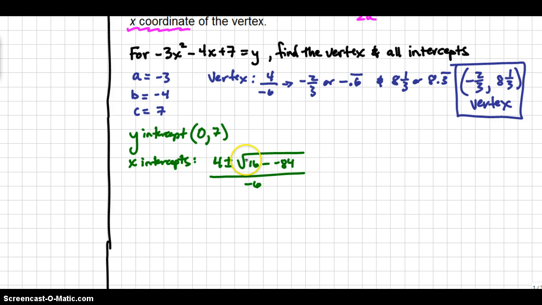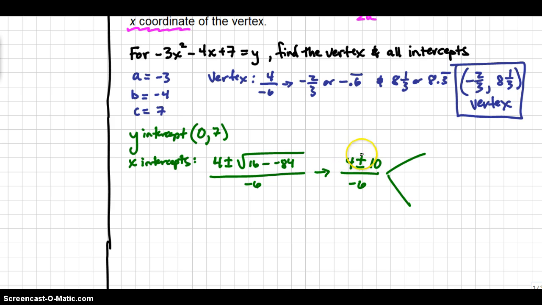For my next calculation, I'm going to work underneath the radical. And when I add the opposite here, I'm going to get 100. Square root of 100 is 10. So my next calculation is 4 plus and minus 10 over negative 6. Be careful here when you do your division, make sure that you're doing the plus and the minus first and then dividing last. So I'm going to get two answers here.